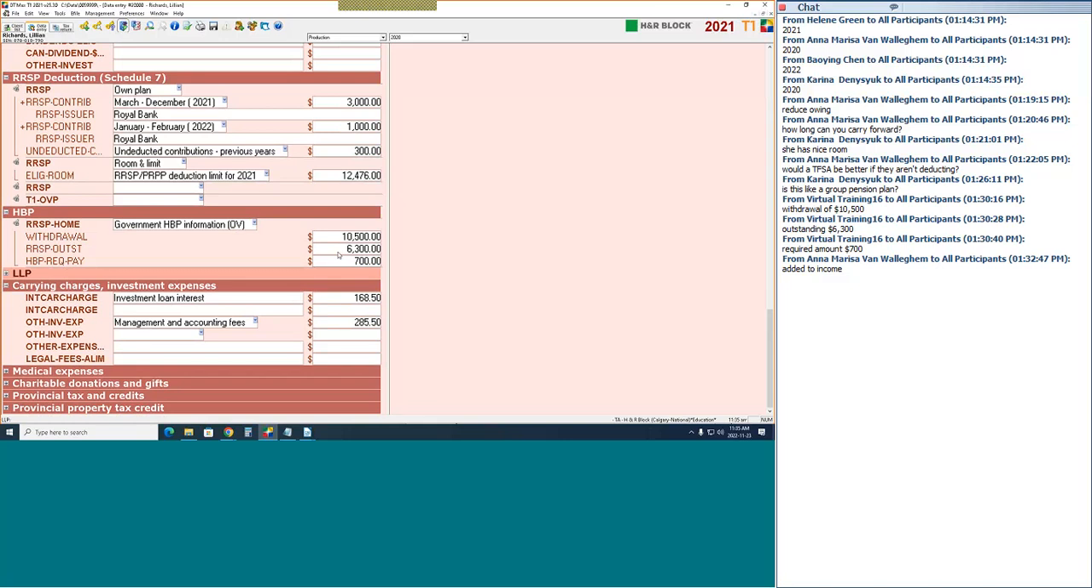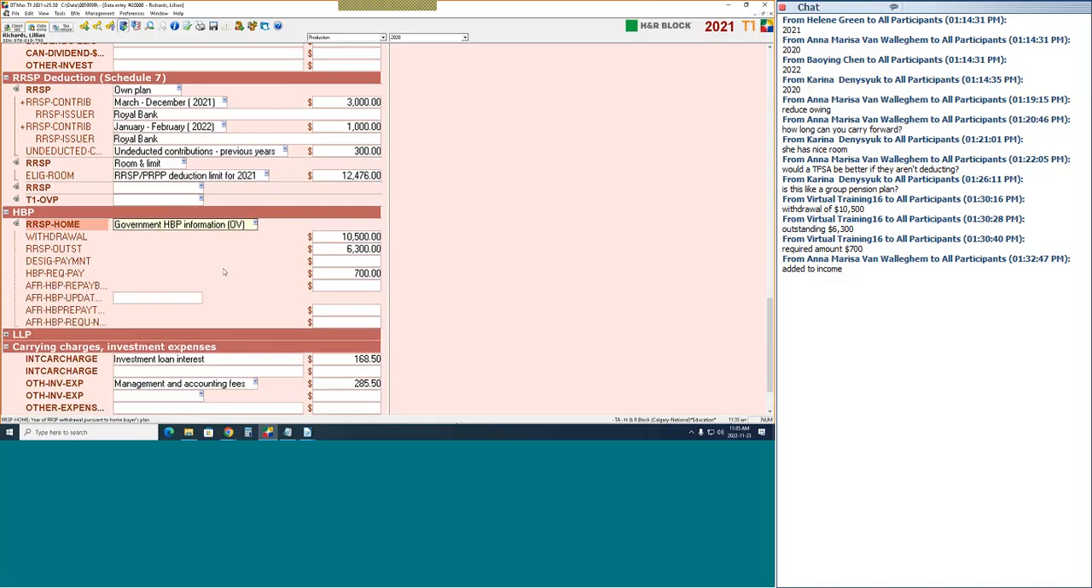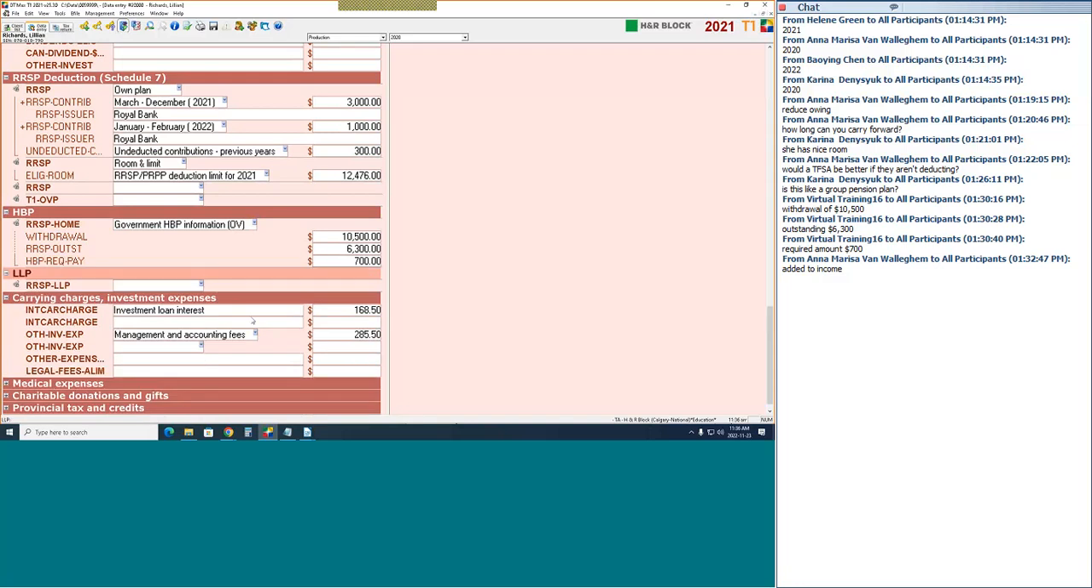It's very easy to think that I'm going to put 700 in and hit my tab key a little bit too fast and create a problem for my client. So if I don't want to do that, if I want it to be the minimum required amount, just leave it. Okay. Lifelong learning plan is going to work the same way.